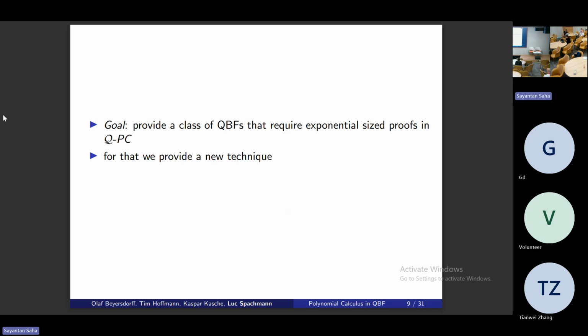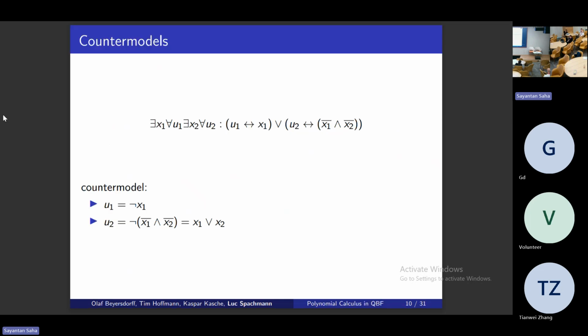So now we have a proof system for QBF. As is often the case in proof complexity, our goal is to provide a class of QBFs that require exponential size proofs in QPC. Now, lower bounds are always quite difficult because we have to argue against every single proof. So a technique is needed.